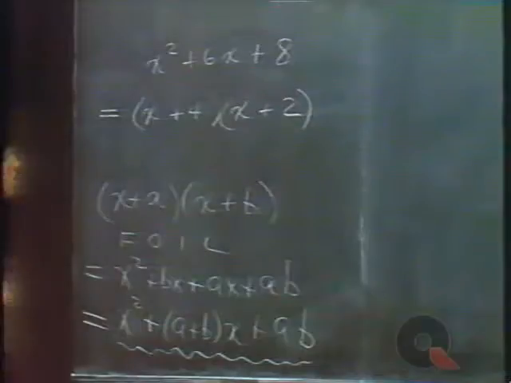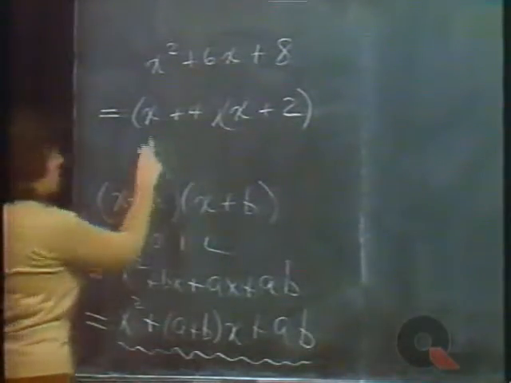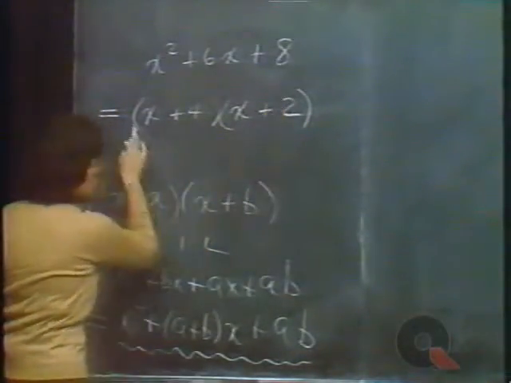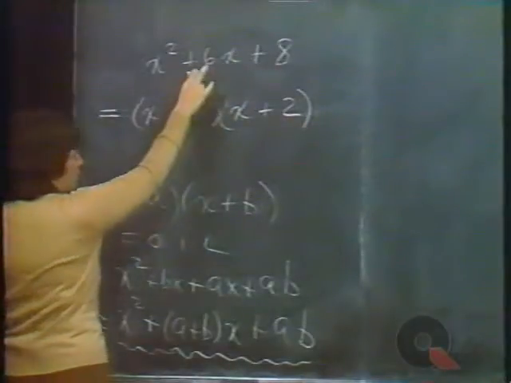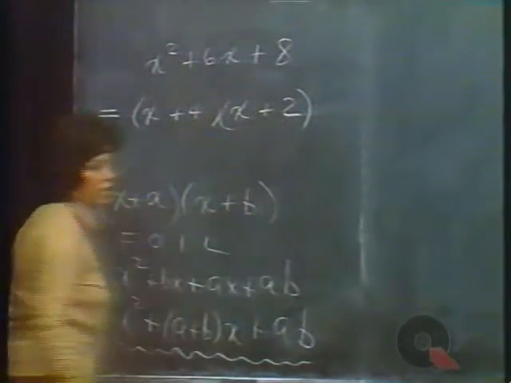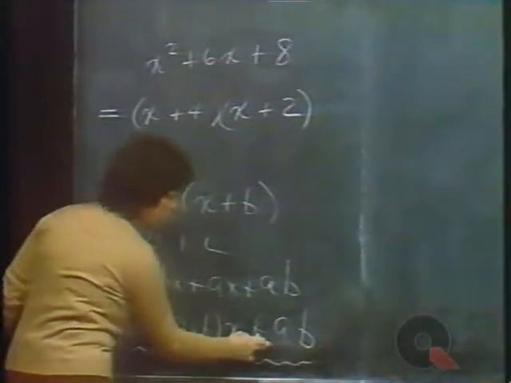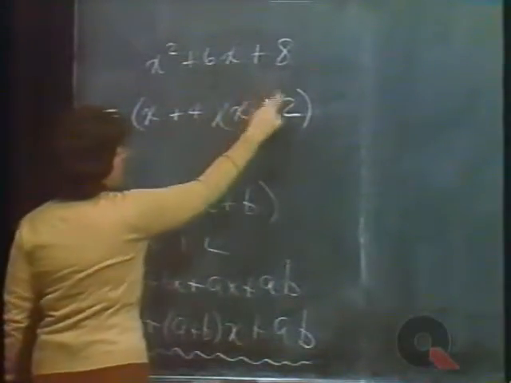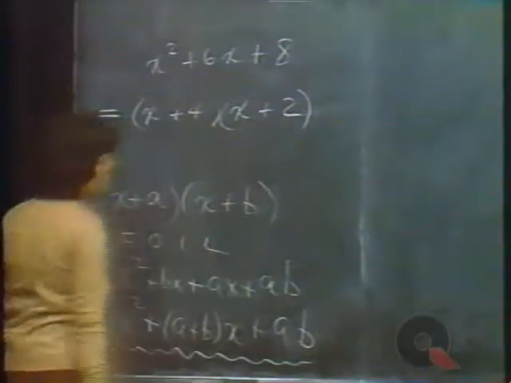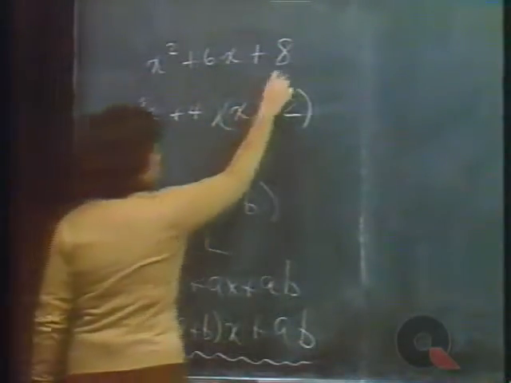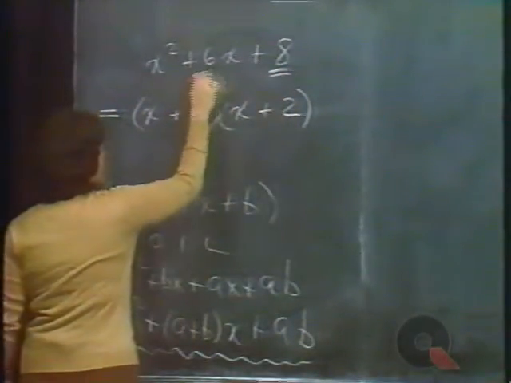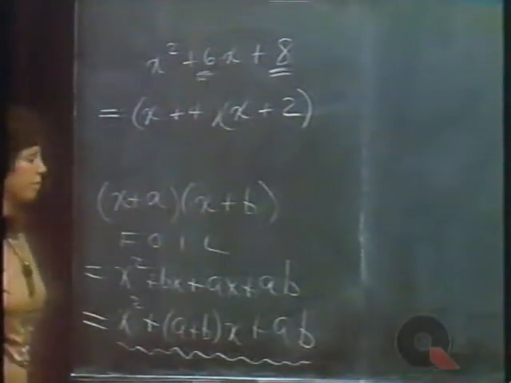Let's check this by the FOIL method. X squared plus 2x plus 4x for the plus 6x plus 8. Just like over here, we were looking for two numbers which multiply to the 8 and add to the 6. Multiply to the last number here and add to the coefficient of the x term.